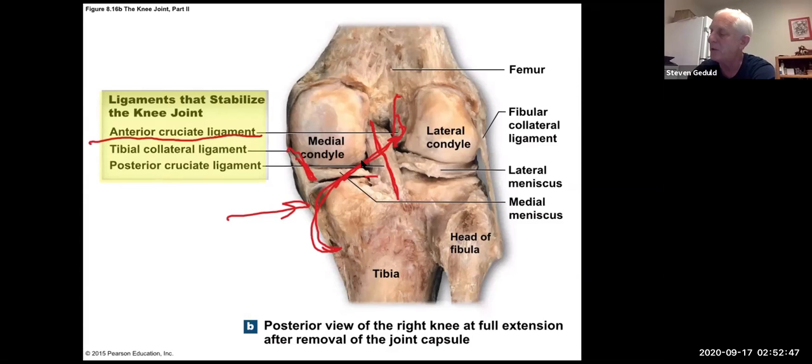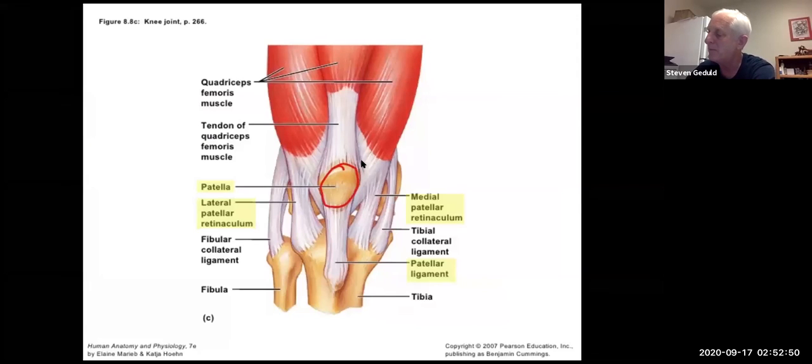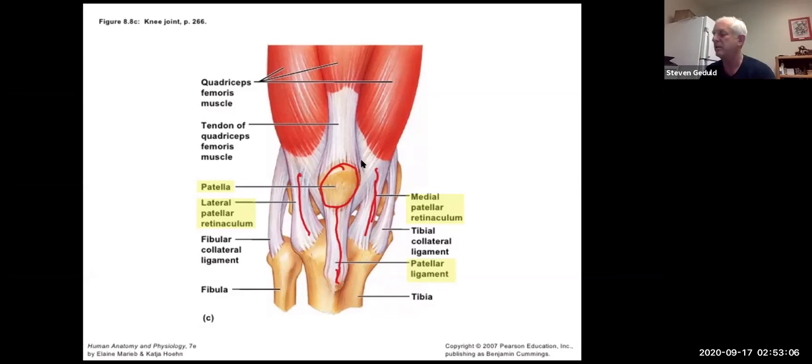Okay, here's your patella. This is your kneecap. It's a free-floating bone. You have the medial patellar retinaculum to the side. You have the patellar ligament that connects from the tibia right up to the patella bone. And you have the medial patellar retinaculum and the lateral patellar retinaculum on the sides, and the patellar ligament right dead center.